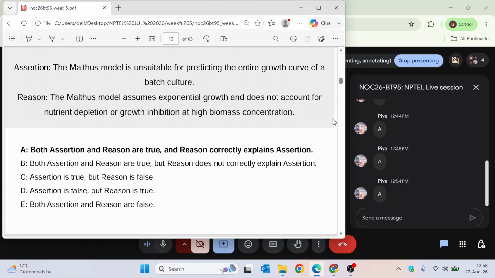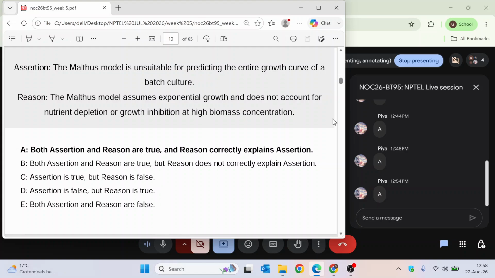But when we talk about batch culture, we are not continuously feeding it substrate. So what happens is, at one point there is going to be substrate depletion, and the environmental condition is also not going to stay the same, because there can be changes due to accumulation of the products in the system as well. So basically this system does not work well with the assumptions of the Malthus model. So we cannot use a Malthus model for predicting the entire growth curve of a batch culture.